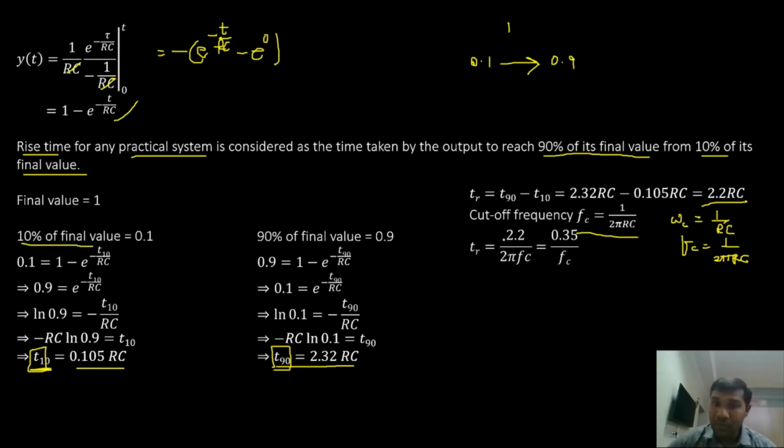FC is nothing but my bandwidth, right? We have seen in the ideal case. Now 2.2 divided by 2 pi is nothing but 0.35. So my TR equals 0.35 divided by B. This is the rise time in case of a practical low pass filter. In case of an ideal low pass filter, it was 1 by B, right? In case of practical low pass filter, it is 0.35 by B. So this is the relation between rise time and system bandwidth.